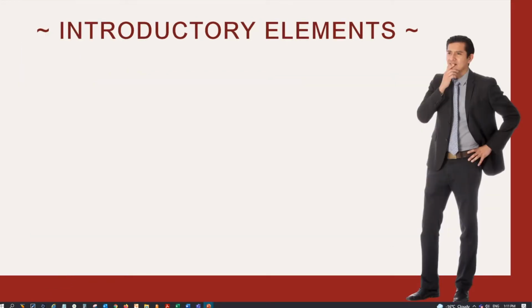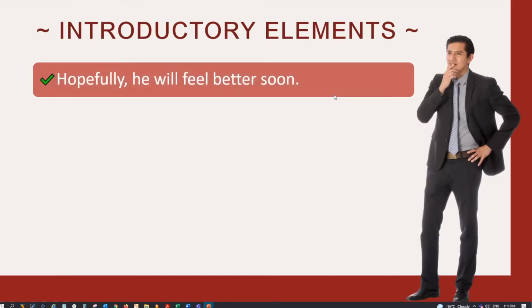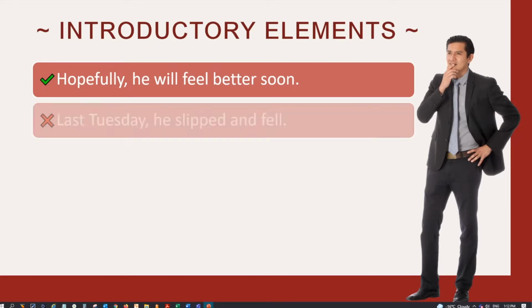Okay, so introductory elements. This is just added information before a complete sentence. So our complete sentence here is "he will feel better soon." Hopefully it's just added information before that. Added frills, if you will. So we usually set that added info off with a comma before that complete sentence.